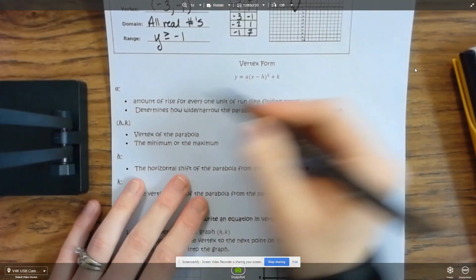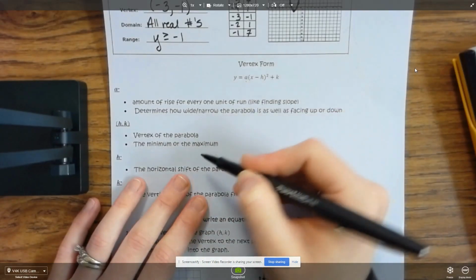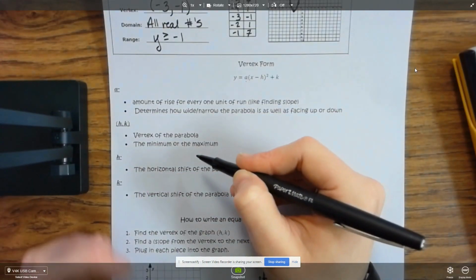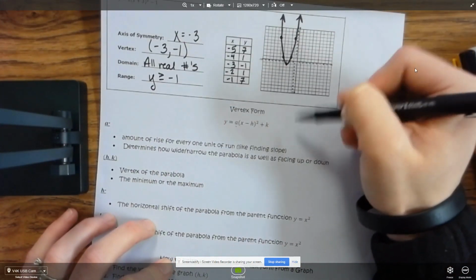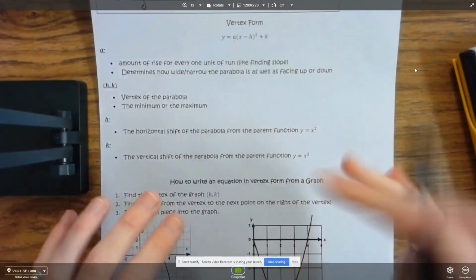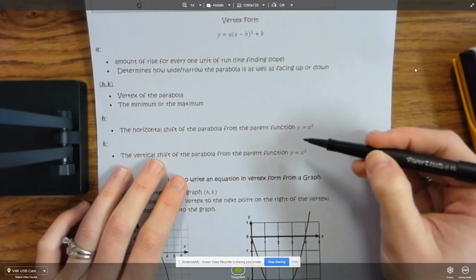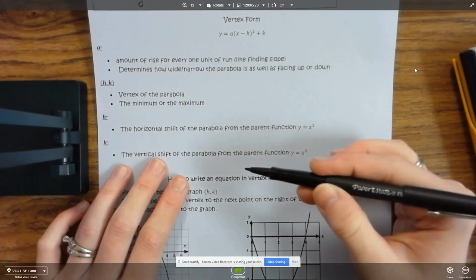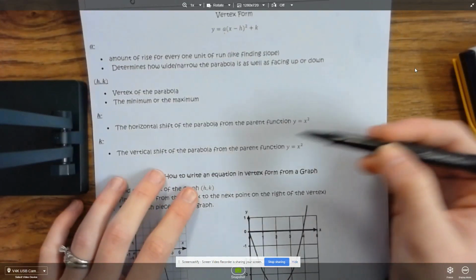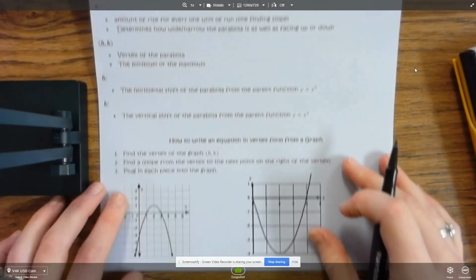h, k, so these two values here are going to be the vertex. And it's going to be either the minimum or the maximum, depending on whether it opens up or opens down. h is the horizontal shift of the parabola from the parent function. I don't know if you remember doing that a couple days ago. It shows us if we're going to move x left or right. And then k is the vertical shift, so how much we move it up or down.